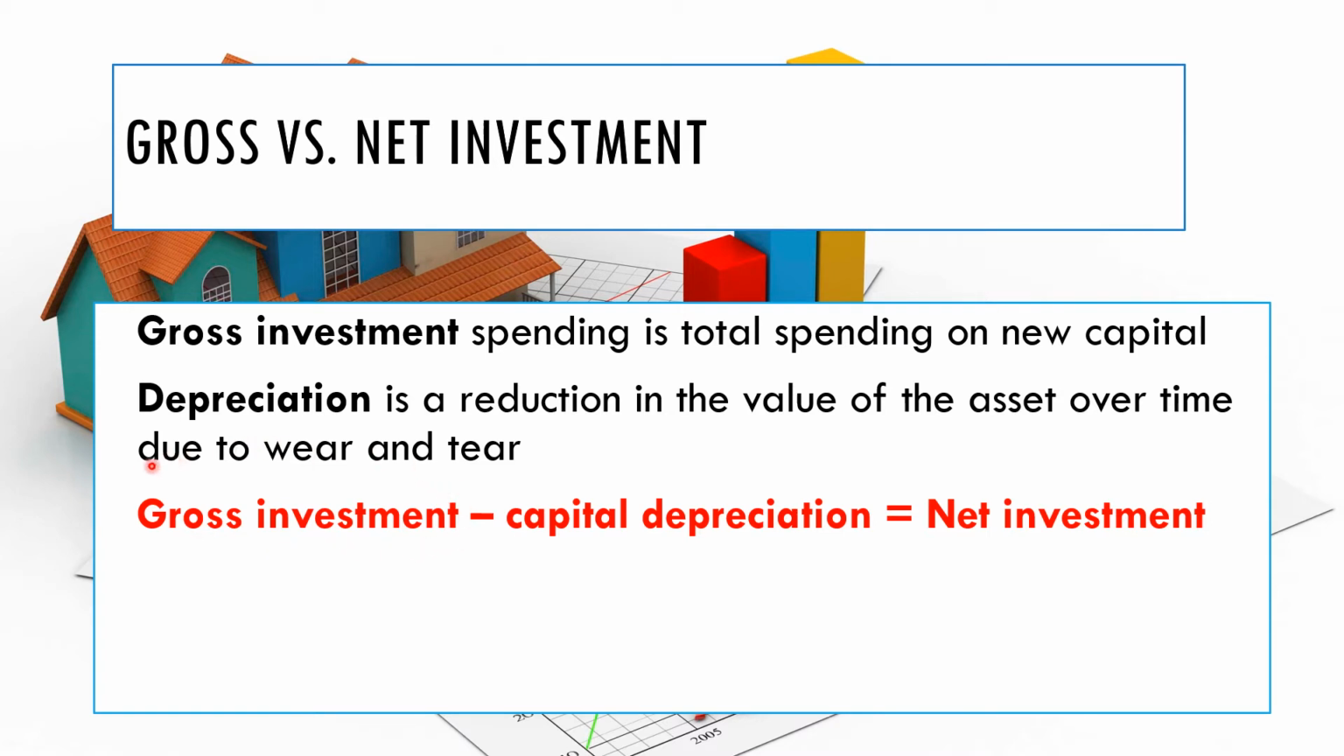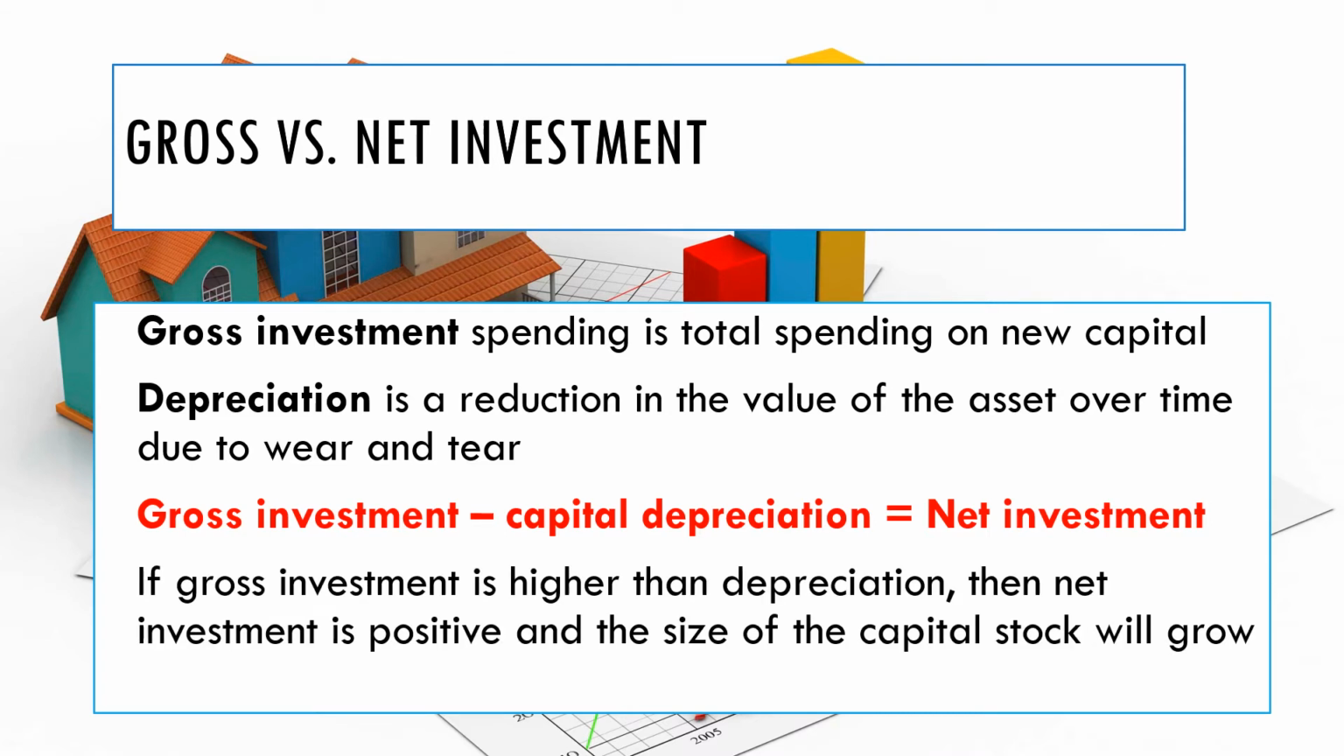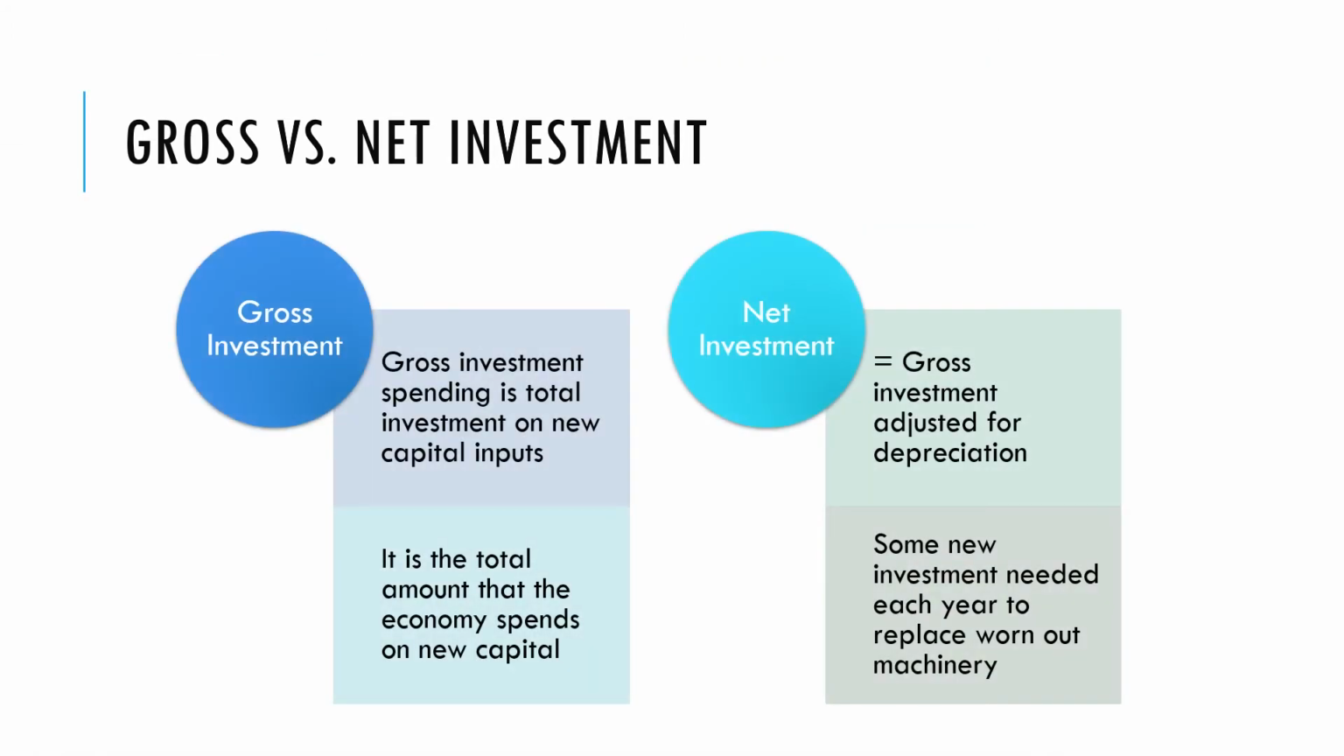However, if we spend 200 million on new machinery, new vehicles, new stock, and the existing stock only depreciates by 50 million, then we would have a positive net investment effect of 150 million in the economy. So if gross investment is higher than depreciation, net investment is positive, and the size of the capital stock, the value of the capital goods in the economy, the value of factory, plant, equipment, machinery, vehicles, all that stuff will grow. So a quick reminder, gross investment is spending on new capital inputs and goods. It's the total amount the economy spends on new capital, whereas net investment is gross investment, and then we adjust for depreciation, adjust for the fact that some assets each year are worn down and need to be replaced.